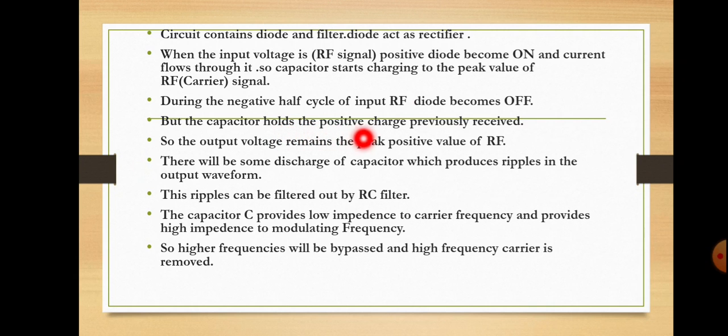But the capacitor holds the positive charge previously received. So the output voltage remains at the peak positive value of the RF. There will be some discharge of the capacitor which produces ripples in the output waveform, and these ripples can be filtered out by the RC filter. The capacitor C provides low impedance to the carrier frequency and high impedance to the modulating frequency. So higher frequencies will be bypassed and the high frequency carrier is removed. That is the working of this envelope detector. So that's all about the detection of the AM wave. Thank you.